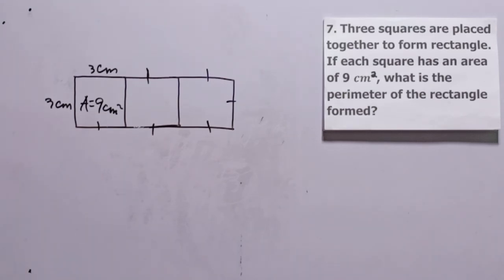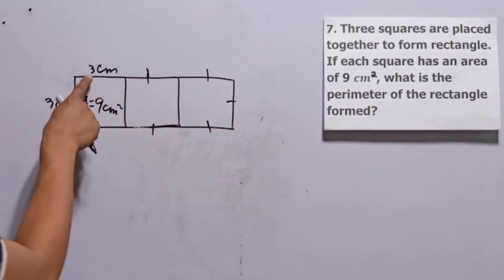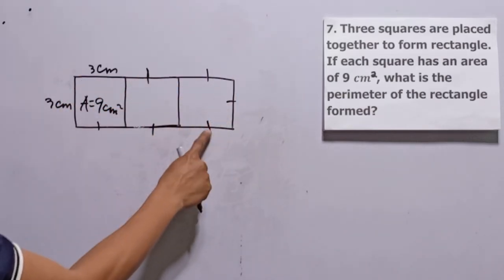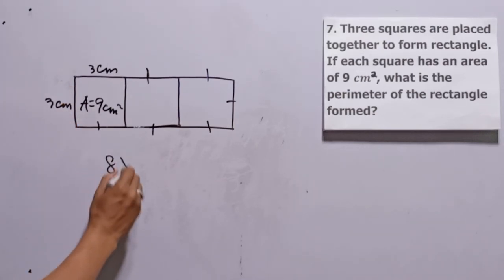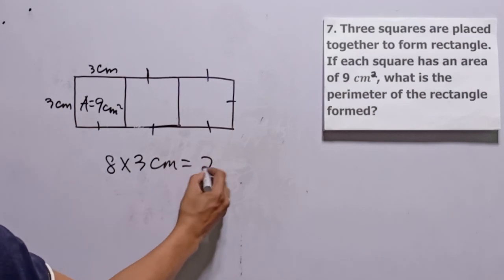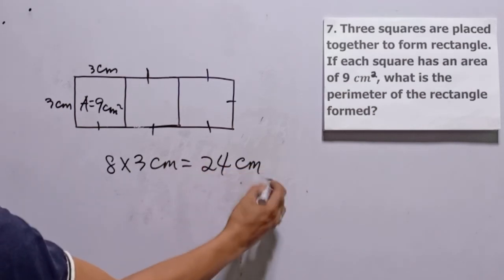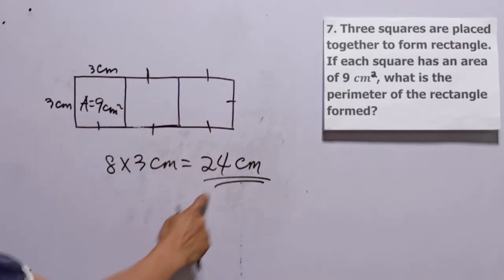So what is the perimeter of the rectangle formed? If you count the number of 3's, you have 1, 2, 3, 4, 5, 6, 7, 8. So you simply multiply 8 times 3 cm, and that will give you 24 cm. So the perimeter of this rectangle is 24 cm.